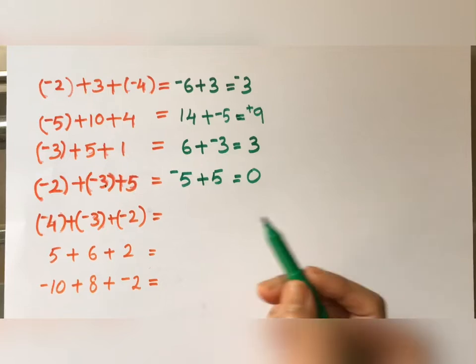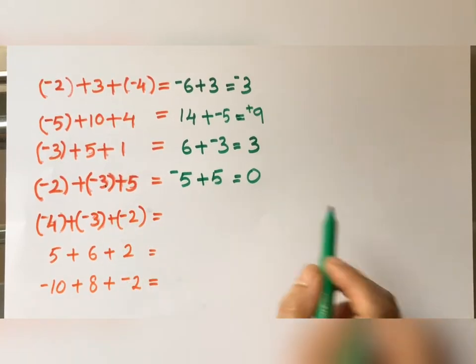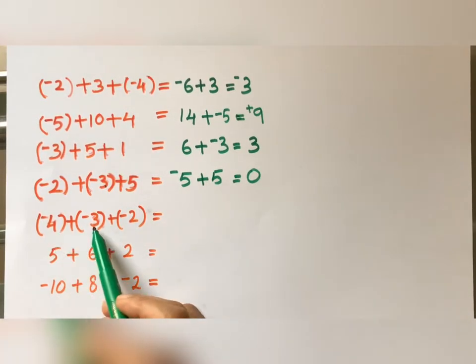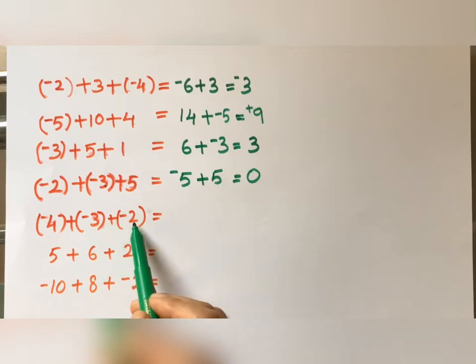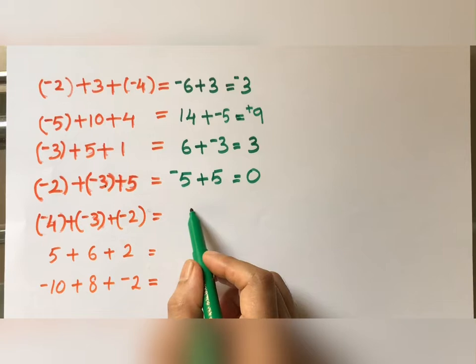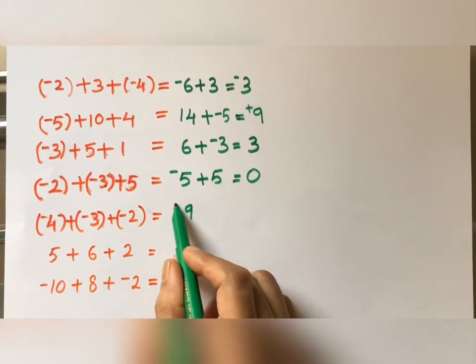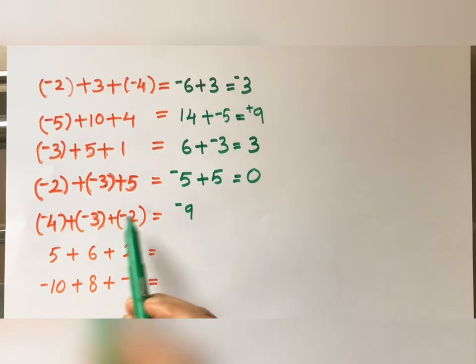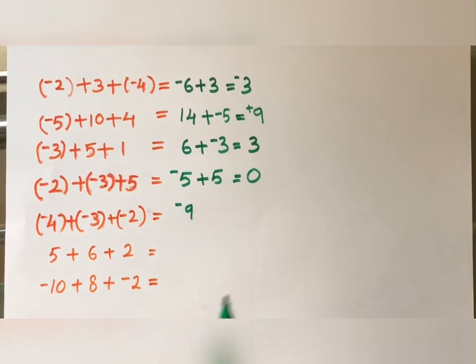Here all the numbers are negative. So you just add all together. 4 plus 3 is 7 and 7 plus 2 is 9. So it will be -9. If all are negative, just add and keep the same sign.